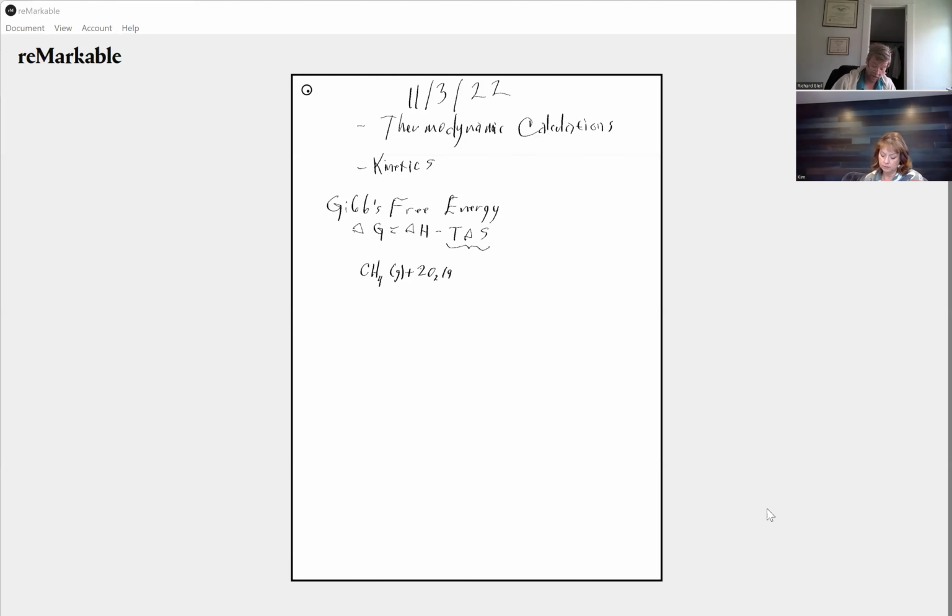Now we know this is going to be spontaneous. We have seen methane is burned frequently, so we know it's going to be spontaneous. So why are we doing it? Because it's a good example, and when we start talking about kinetics, I'm going to continue with this example.